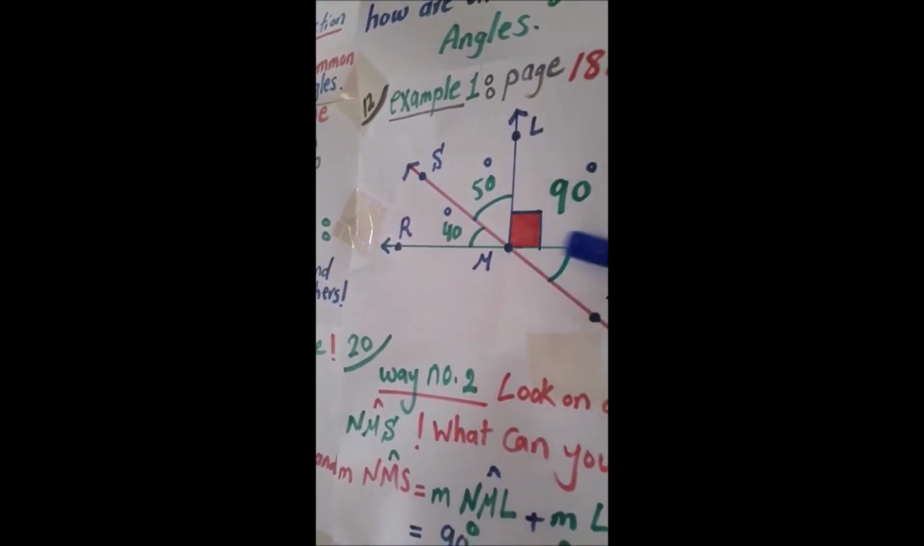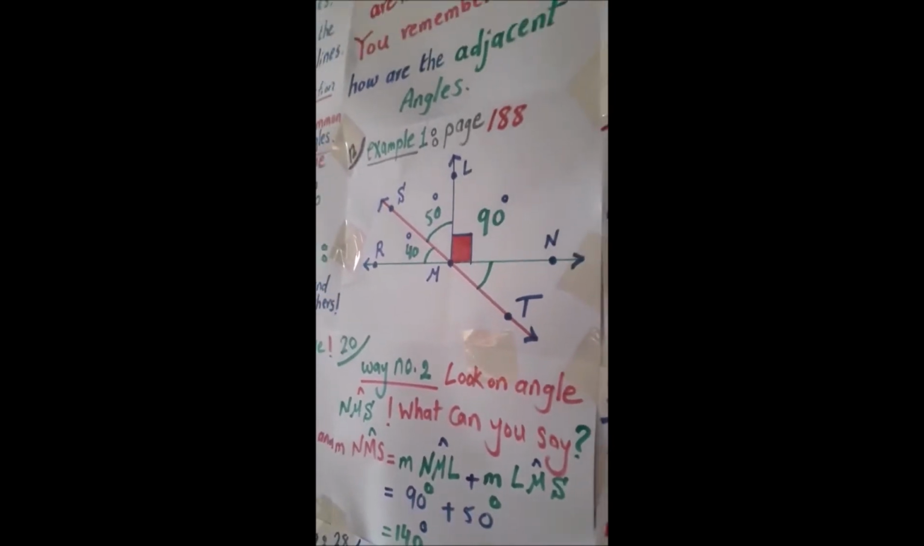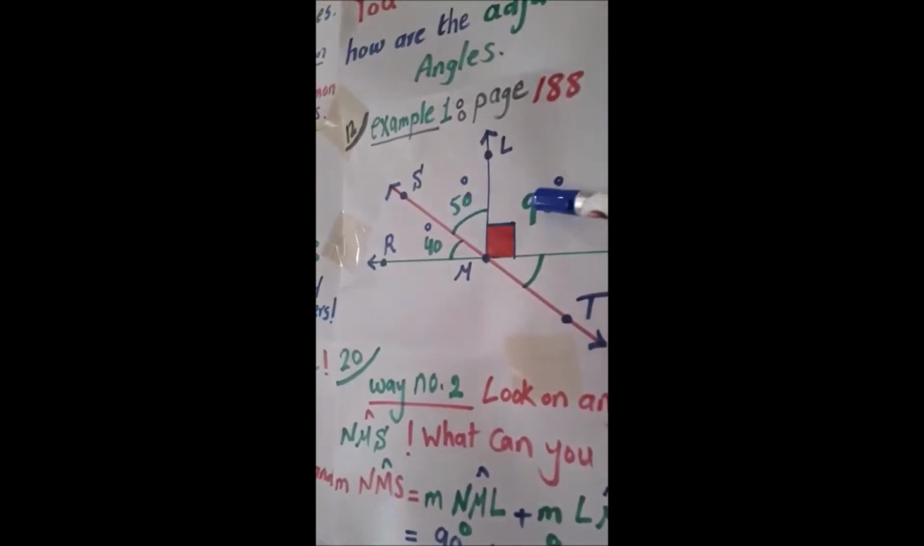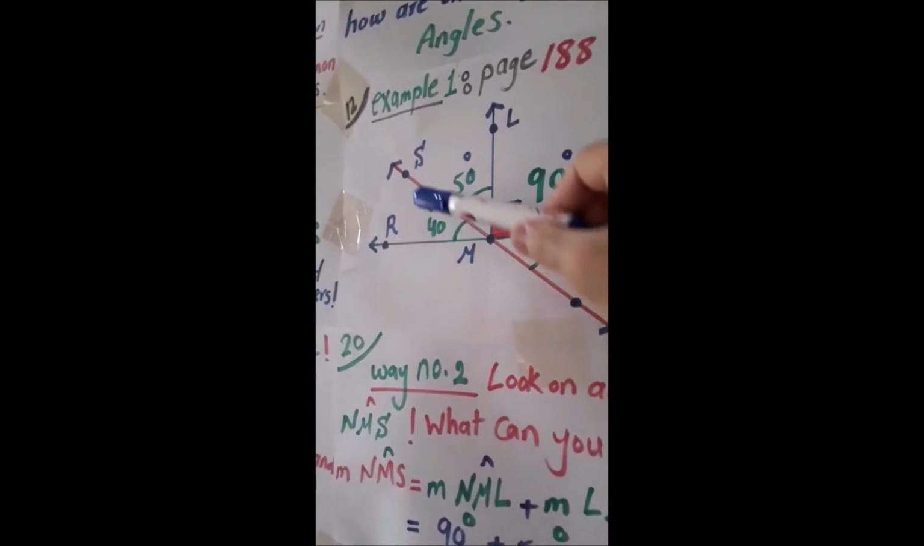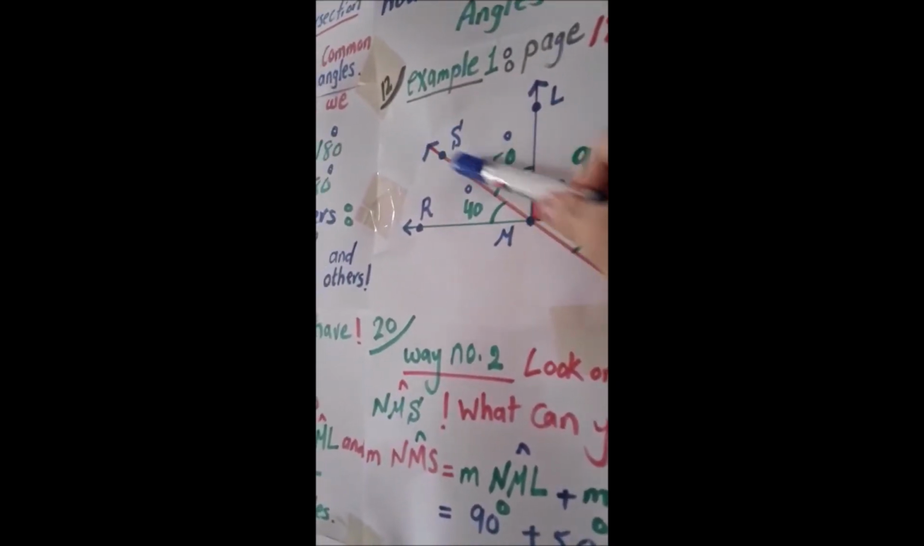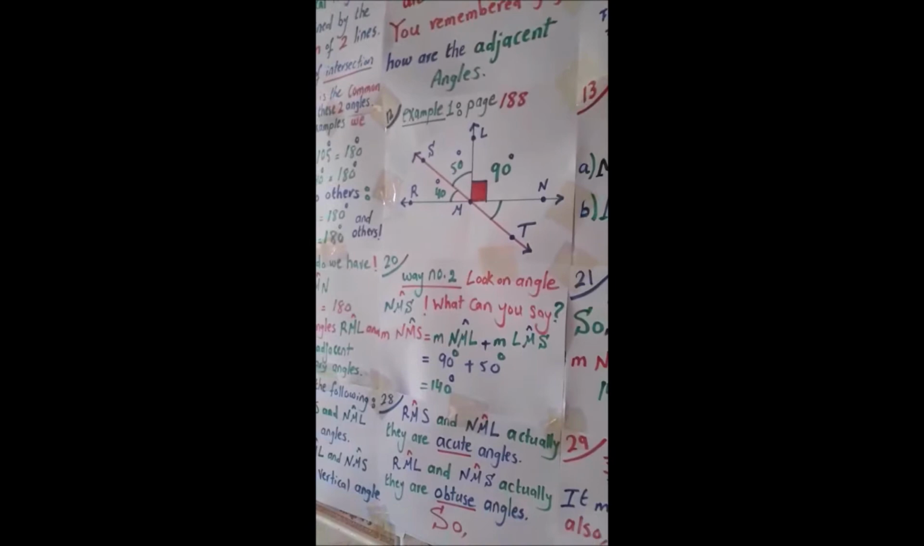So NMS is obtuse, because 90 plus 50, its measure is 140. And the small one, SMR or RMS: if you add this angle and the big one, you will get 180. So this is an example of supplementary angles. This is way number two.